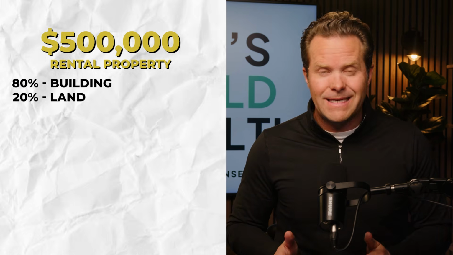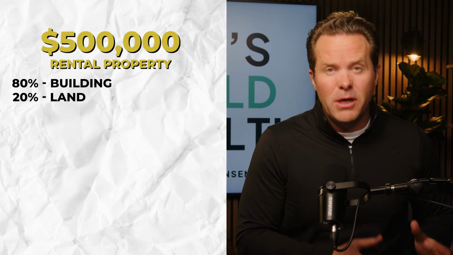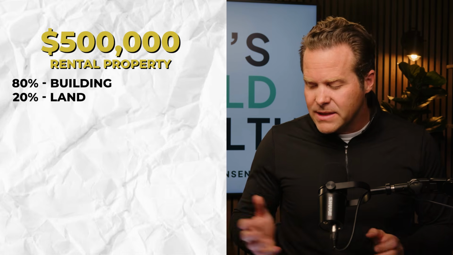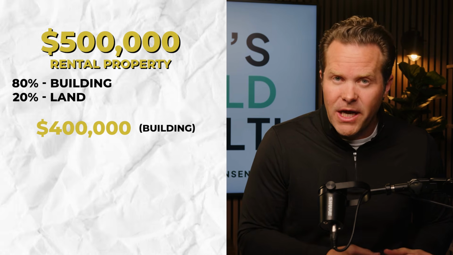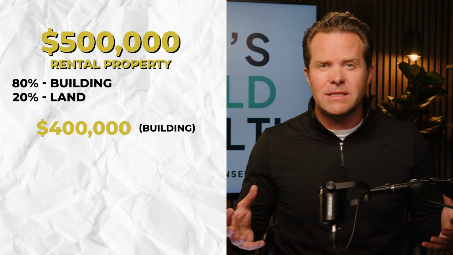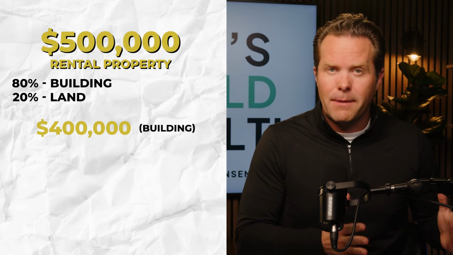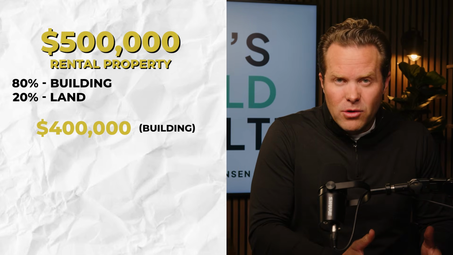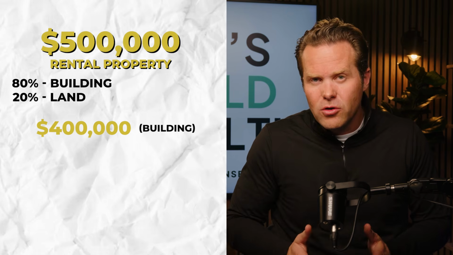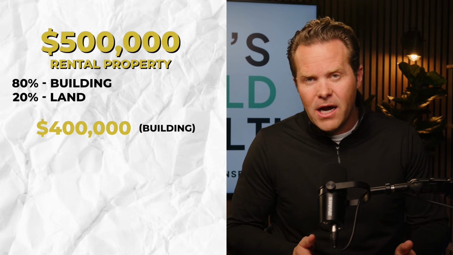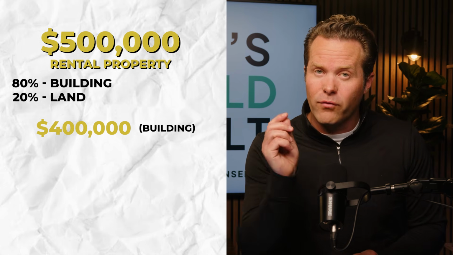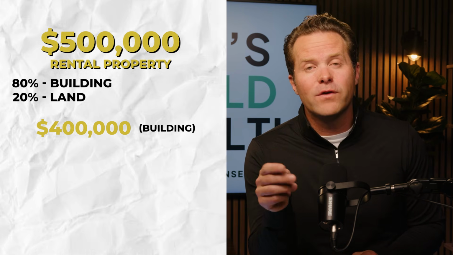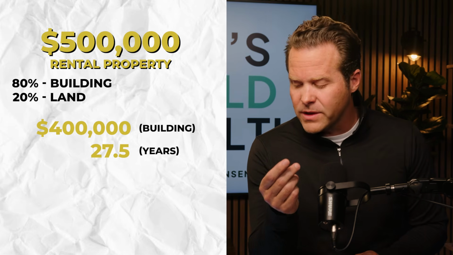Now a common method to take here is an 80-20% ratio to say 80% of the purchase price is building, 20% is land. So in this example, I would have $400,000 of building that I get to take a depreciation expense on. What depreciation is the IRS saying, hey, when you buy something like property or equipment, that building is going to go down in value because things wear and tear, they break down, they need to be repaired. And so that's an expense you get to take over time. Now for residential real estate, you get to take it over 27 and a half years.